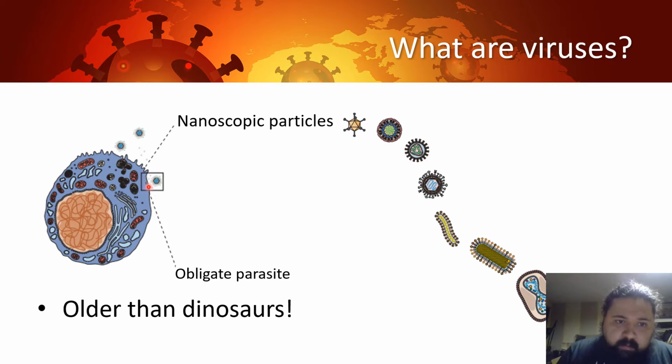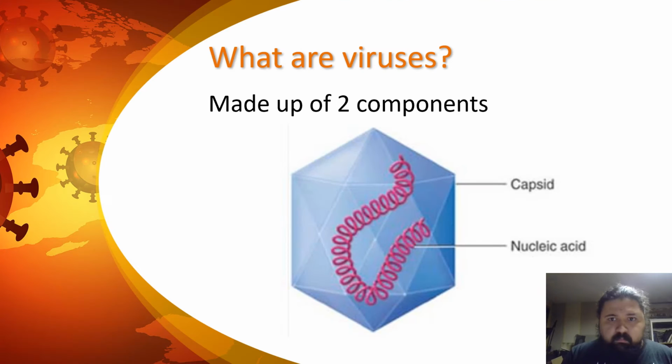So we see here you have a nanoscopic virus, and here is a host cell. Viruses are obligate parasites, meaning they need a host in order to reproduce. Viruses are generally made up of two components. There is the capsid and the viral genome, which is nucleic acid.